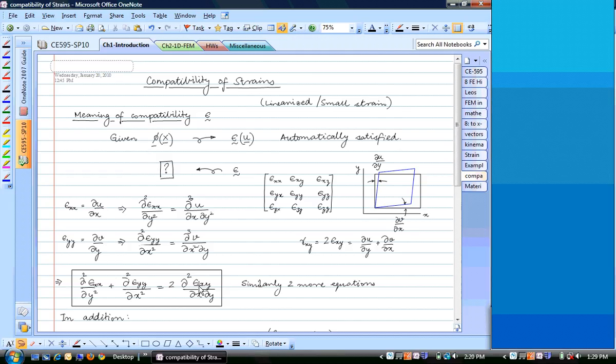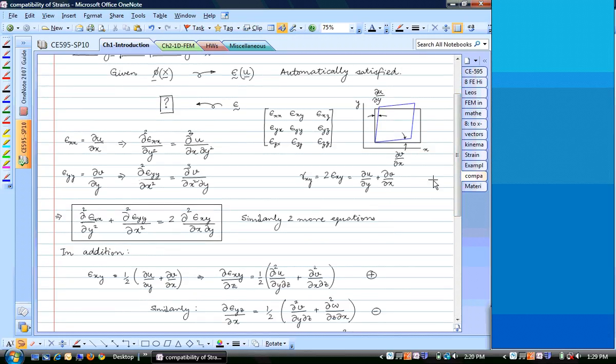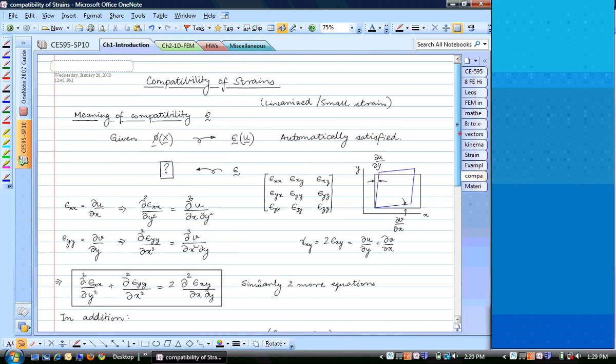So if your strain satisfies all these conditions, then there will be a map or a real displacement that this strain will correspond to. If it violates these conditions, then there might be cracks or overlaps in your deformation. Okay, but if you go the forward route, if you calculate the map and then try to calculate the strains, you don't have to worry about compatibility. It is automatically satisfied. Okay.